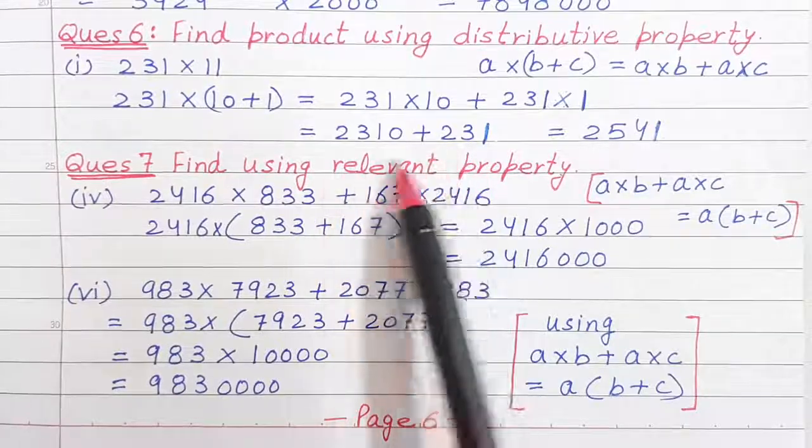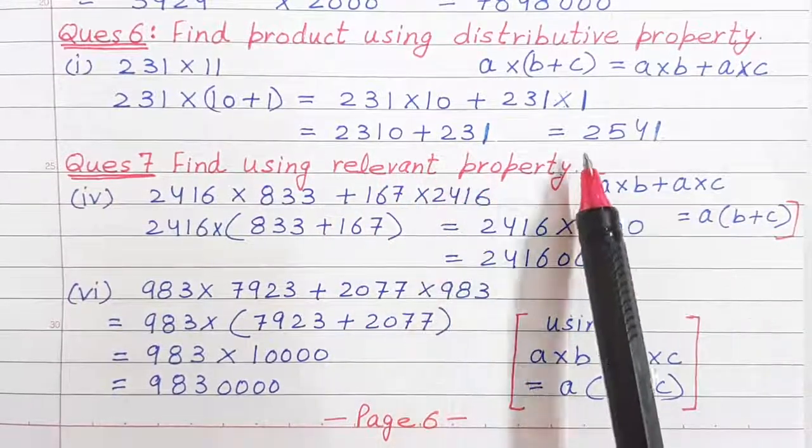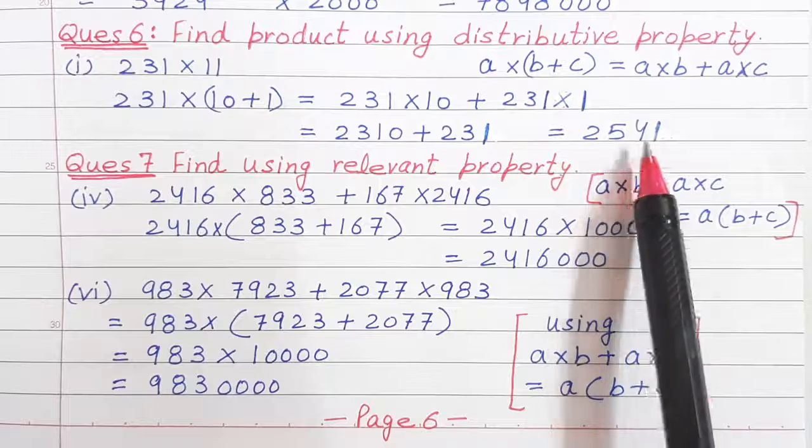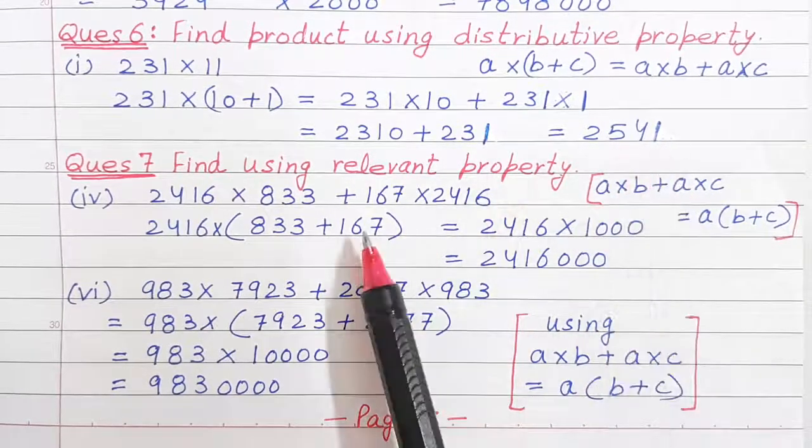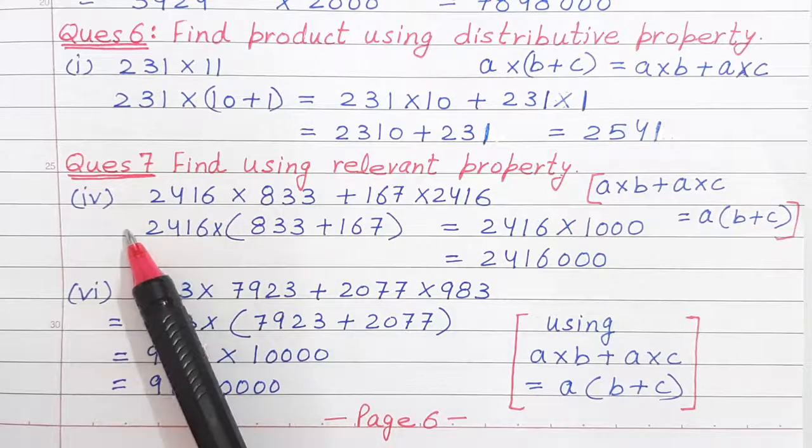Now we can add up the two numbers. So the answer is 2541. Clear? Now let us discuss question number 7.